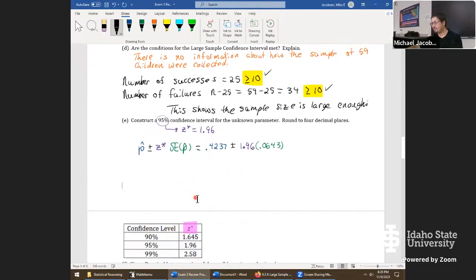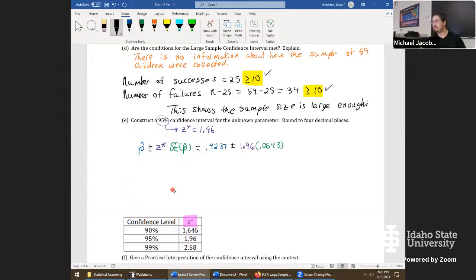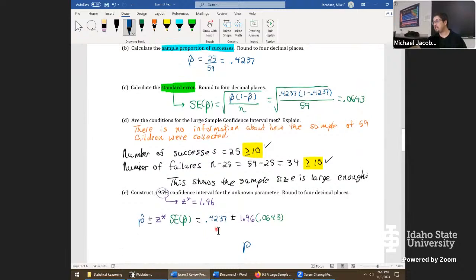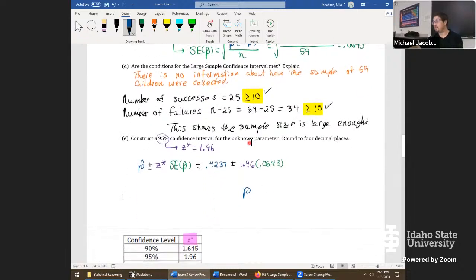Just trying to find a spot to put that. So we'll put the population characteristic, P, right in the middle. That's the unknown. It's estimated by p hat, 0.4237. And that's going to be the direct center of the confidence interval because we're adding the same quantity and subtracting the same quantity from that center. So first we'll get the lower bound.